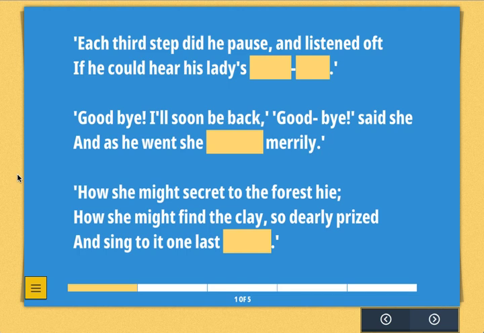"How she might secret to the forest high, how she might find the clay so dearly prized, and sing to it one last." Okay, so if you take a moment and insert the missing words and have a think about what connects them and what Keats is doing here with those words, and then come back when you're ready.